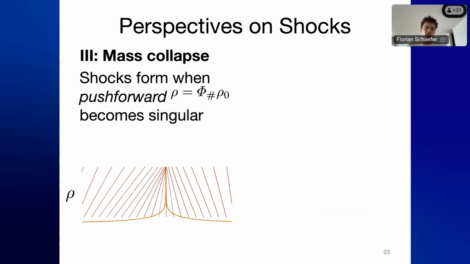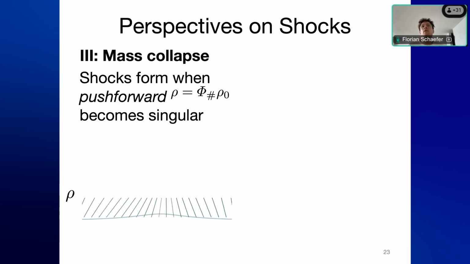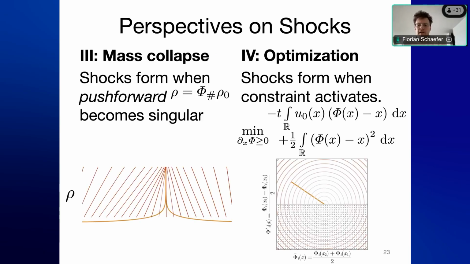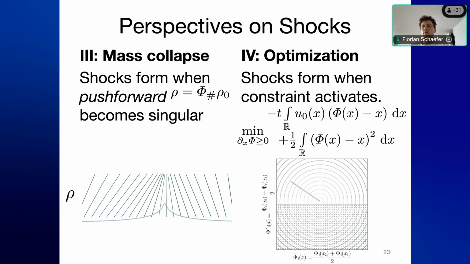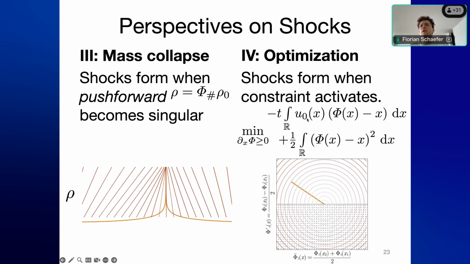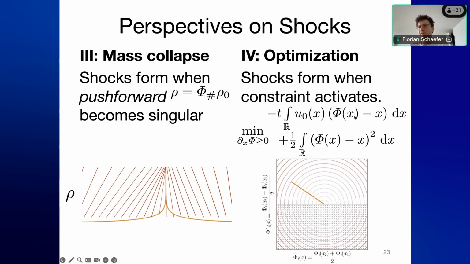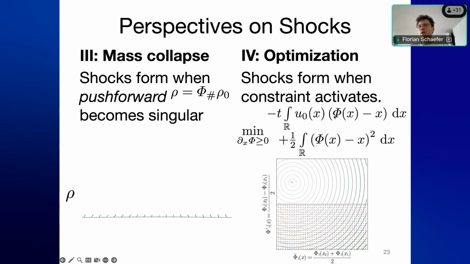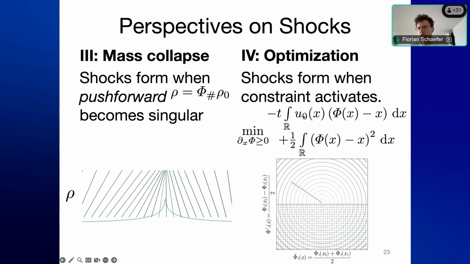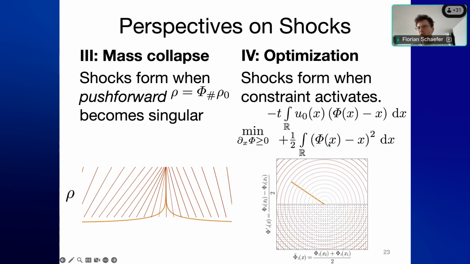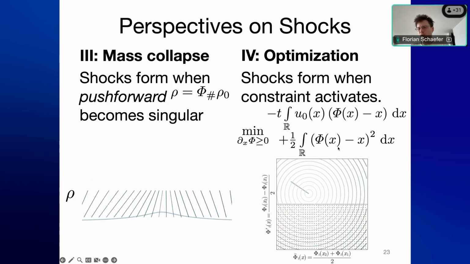We can also view the shock formation as arising from forming Dirac measures in our push-forward, so in the mass density. And finally, and this is maybe the least conventional way of looking at it, we can look at it through this minimization problem. Let me briefly unpack it: this basically rewards our phi for moving in the direction of the initial velocity, while also regularizing it to not move too far.